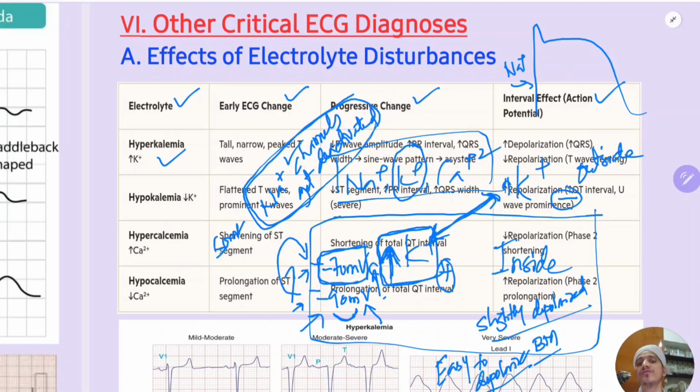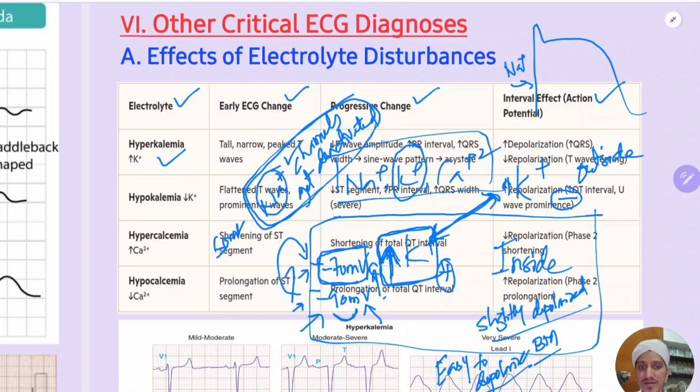Because of this deactivation of some sodium channels, there will be delayed depolarization. This is the important point, because sodium channels play a very important role in depolarization, and some sodium channels are getting deactivated at the basement membrane. So the depolarization is getting prolonged.